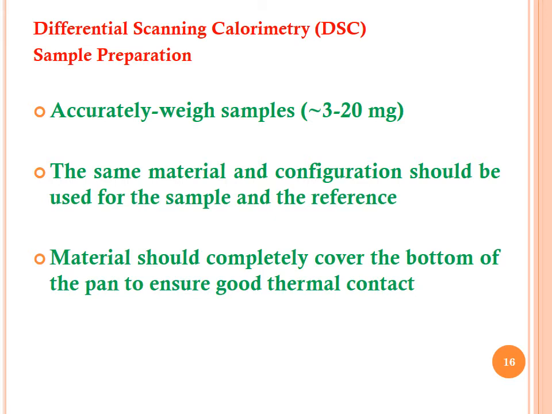Now the sample preparation in differential scanning calorimetry: accurately weigh the sample, about 3 to 20 milligrams. The same sample material and configuration should be used for the sample and the reference. Material should completely cover the bottom of the pan to ensure good thermal contact. Good thermal contact means it completely acquires the temperature that is programmed.